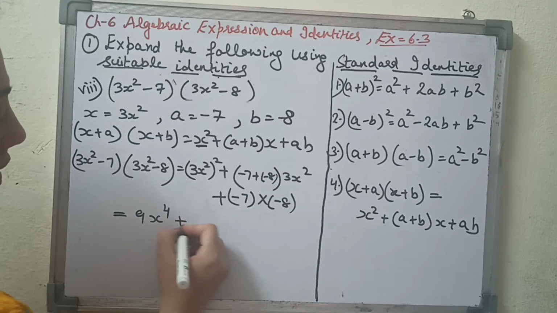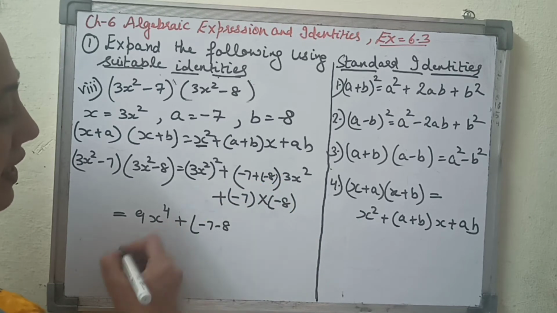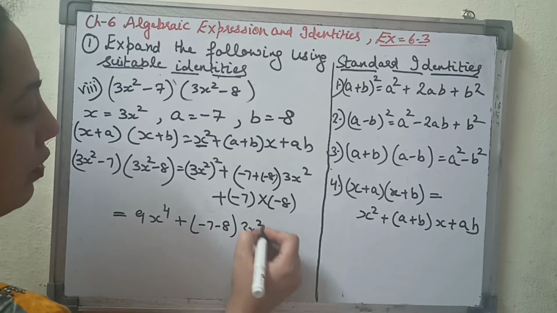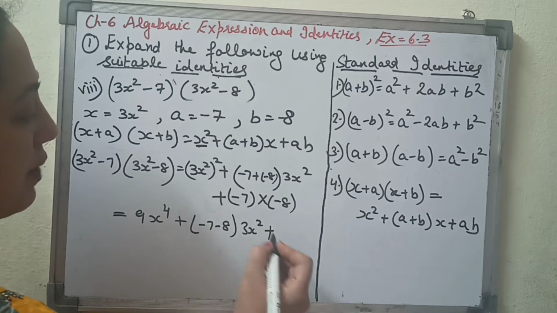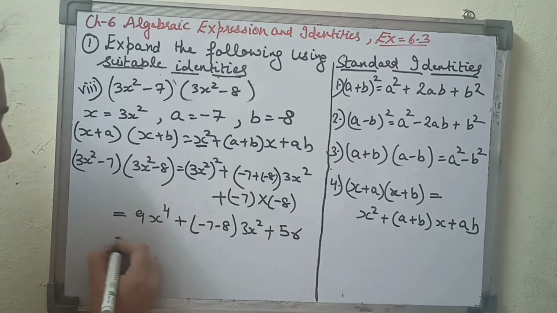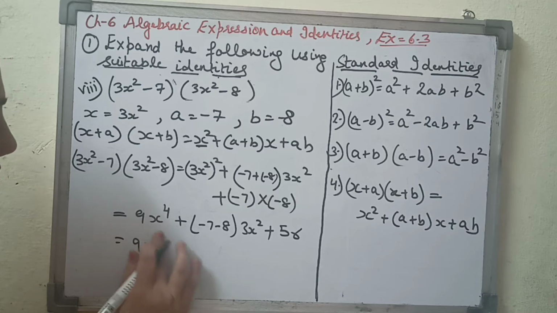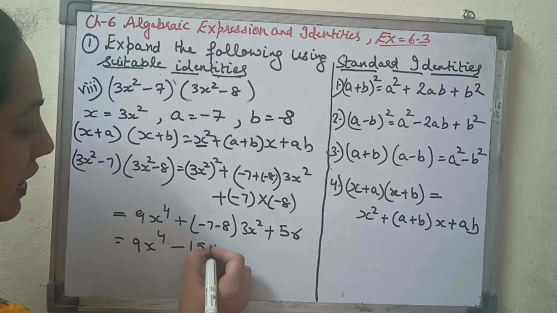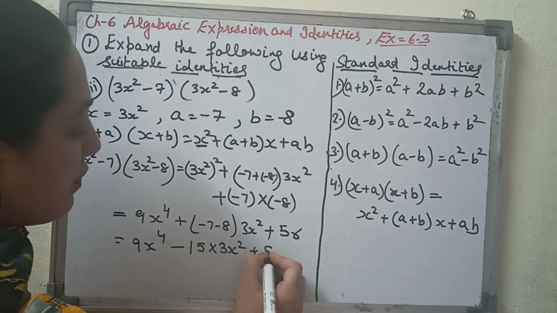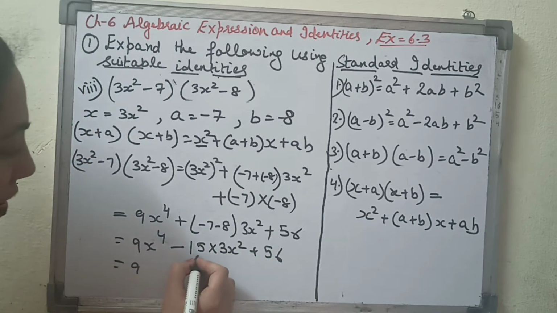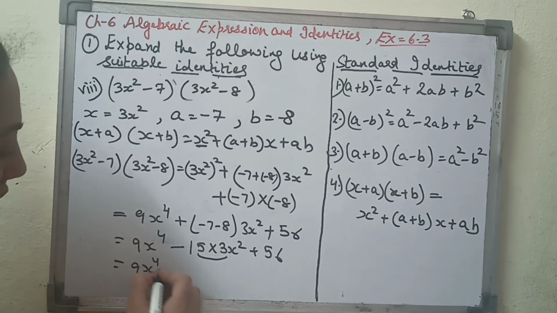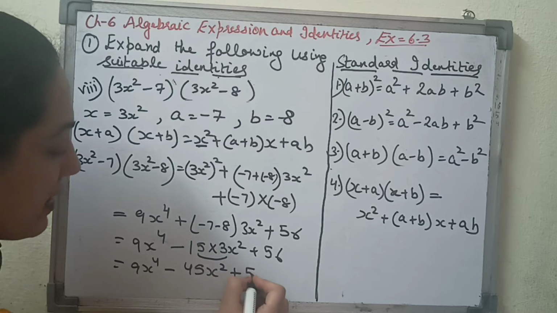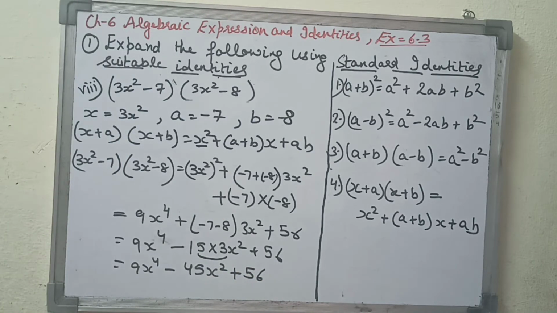Here this is your minus 7 plus minus 8 and 3x square. And multiply now, minus minus is plus and plus plus plus, 7 8s are 56. So the answer is 9x to the power 4 minus 15 into 3x square plus 56. Now do the multiply of these constant terms also, then we will get the answer. 15 3s are 45x square plus 56. This is the required answer.